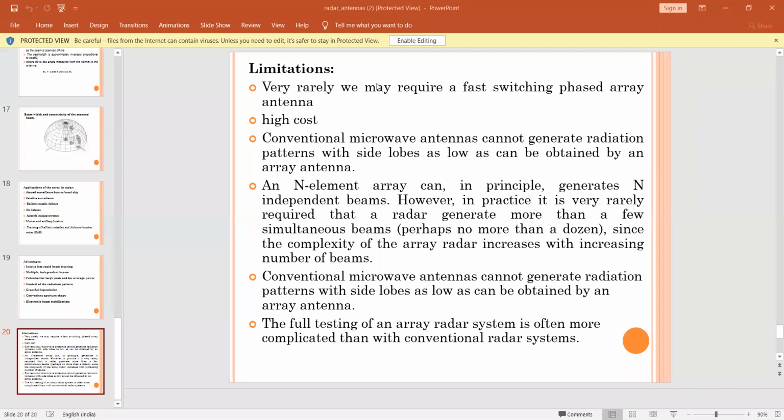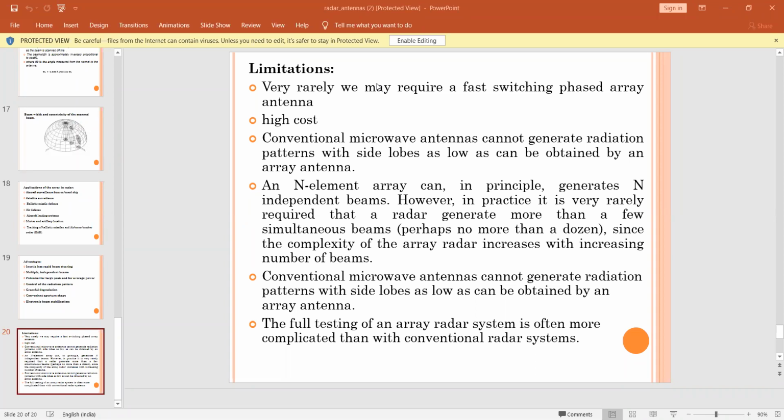significantly to the system cost and the complexity. This is a very important limitation. Very rarely may we require a fast switched phased array antenna, and for our application a simple mechanically scanned antenna might be adequate at such high cost. So usually electronically steered antennas are high in cost.